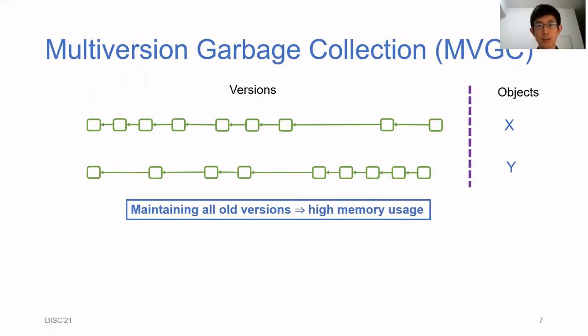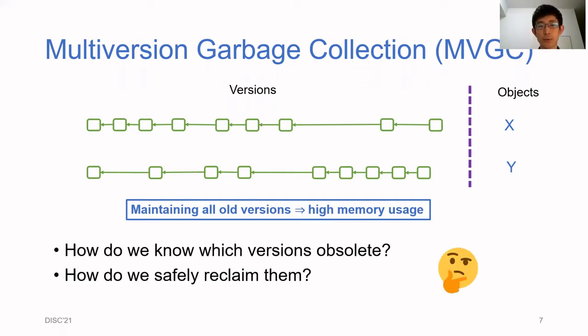The disadvantage of maintaining these old versions is that they take up a lot of space, so we have to find a way to garbage collect ones that are obsolete. Note that traditional garbage collectors do not solve this problem because all the old versions are still reachable by following pointers, so none of them can be automatically collected. This raises two main questions. How do we know which versions are obsolete, and how do we safely reclaim them?